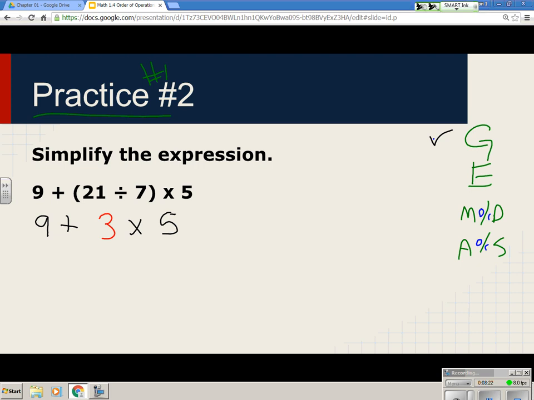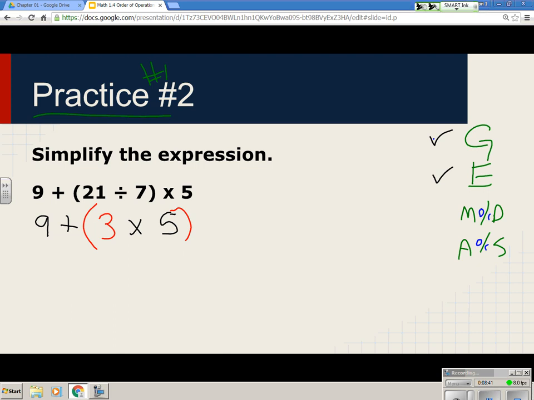So now that we've finished the grouping, are there any exponents? I don't see any exponents, so we'll skip that. Next is multiplication or division. We have 9 plus 3, and then we have 3 times 5. So what do we do first? 3 times 5, because that's a multiplication or a division before the addition.